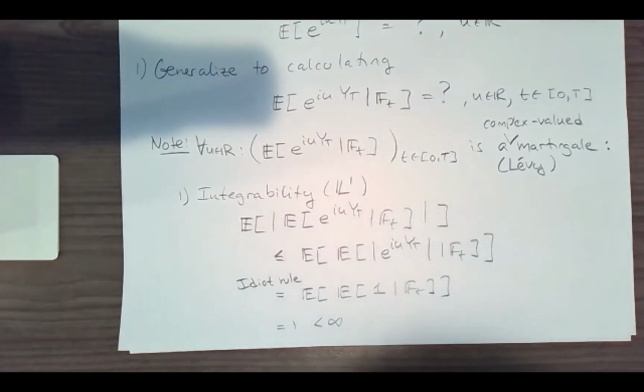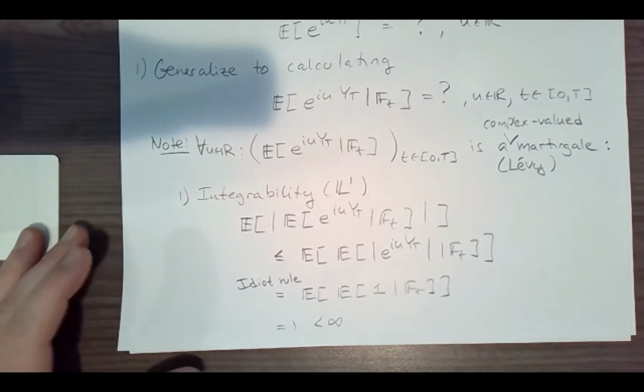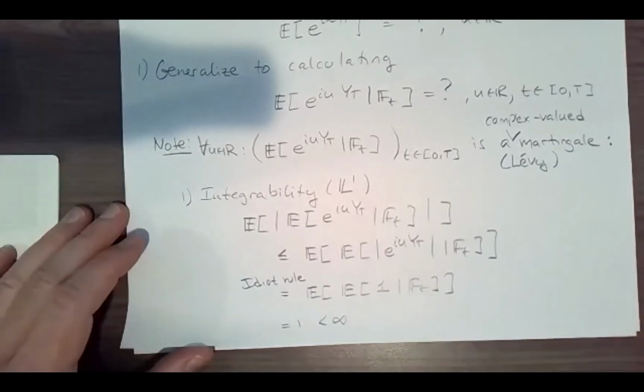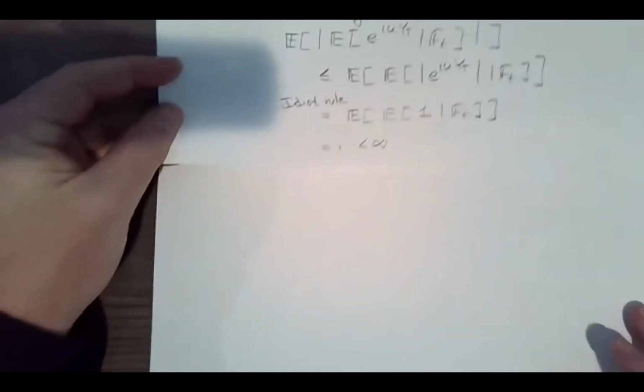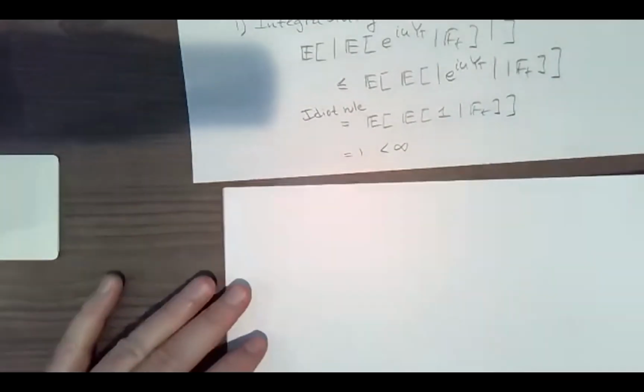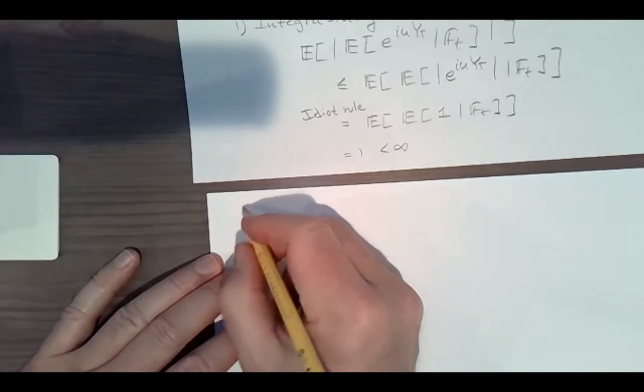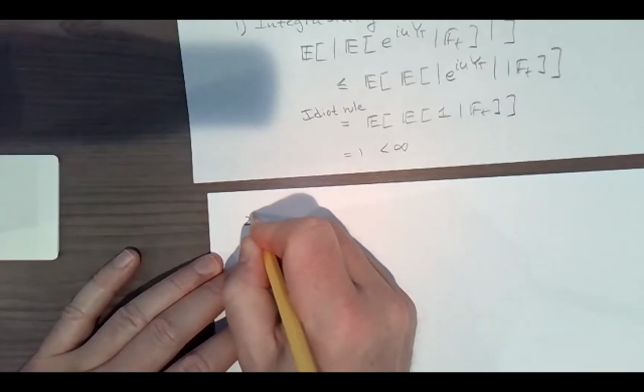So that was the first step. Martingales are a collection of random variables, and the first thing you have to satisfy is that they're integrable. Then the second step is that you have to satisfy that when I condition, I get the right property.